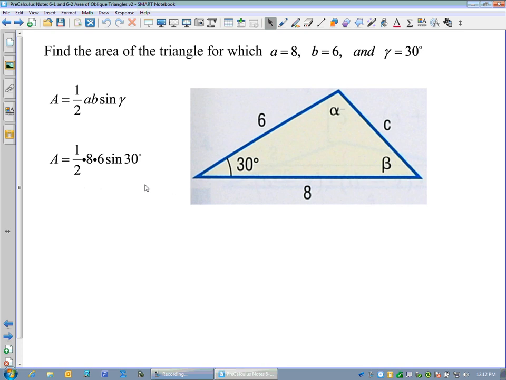Now, of course, we can simplify this. The sine of 30 degrees is 1/2, and then half of 6 is 3, half of 8 is 4. 4 times 3 is going to be 12, which is our area. You can put that in your calculator, but hopefully by this point you know what the sine of 30 degrees is. All right, so our area is 12, and the scheme works very well when you know two sides and the angle included. Now let's take a look at one of the side problems.